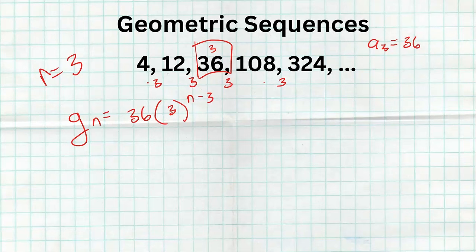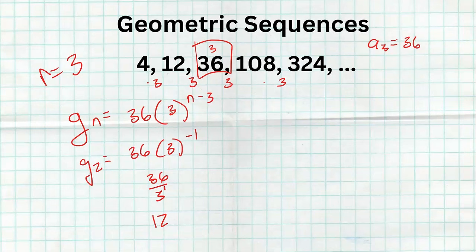So again, let's check and see if it works. Let's actually plug in 2. So we get 36 times 3 to the 2 minus 3, which is negative 1. That's going to be 36 divided by 3, because 3 to the negative 1 moves to the denominator, where it becomes 3 to the positive 1. And 36 divided by 3 is 12. So there you go. The second term is found by plugging in 2, and when I did that, I got 12.